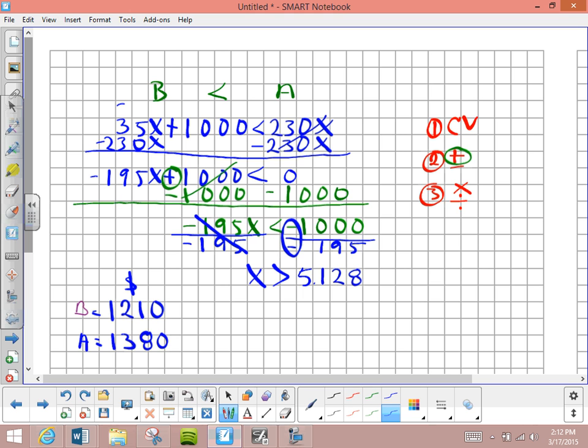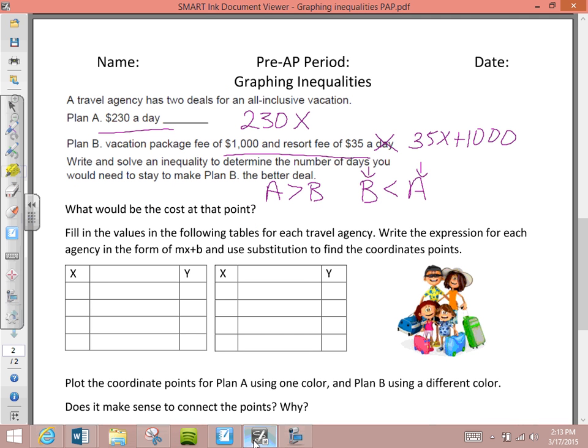So that means that for 6 days, Plan B will be cheaper than Plan A, right? Is that what they're asking us for? When is Plan B cheaper than Plan A? So you could say that at 6 days, Plan B will be cheaper than Plan A. And now we're going to go back over here and plug them all in. So let's use this one for Plan A, 230x.